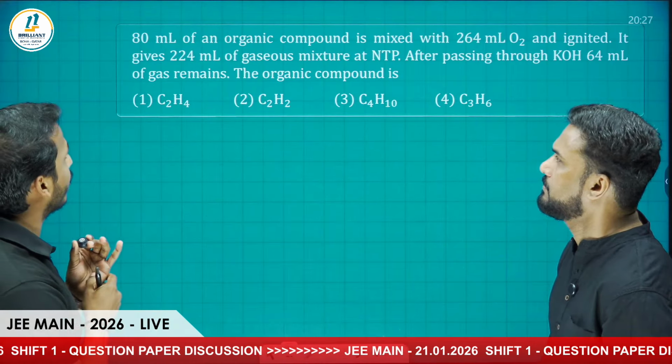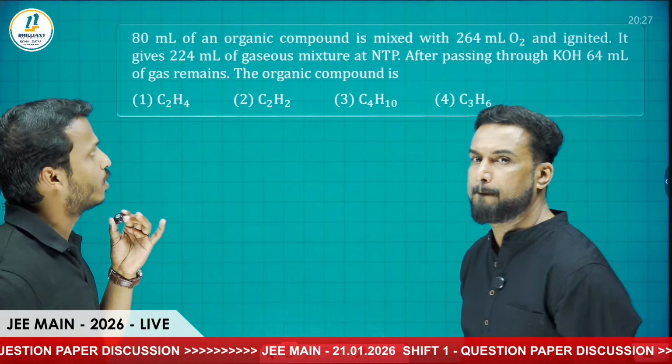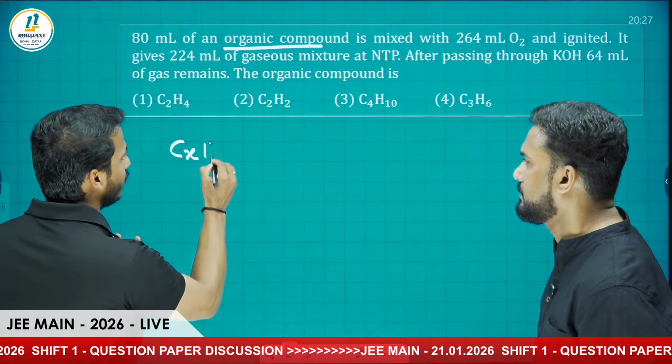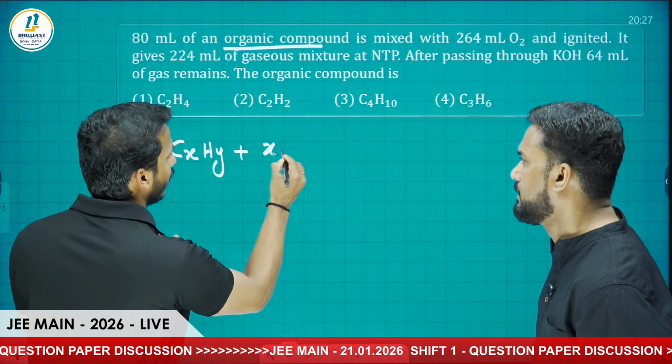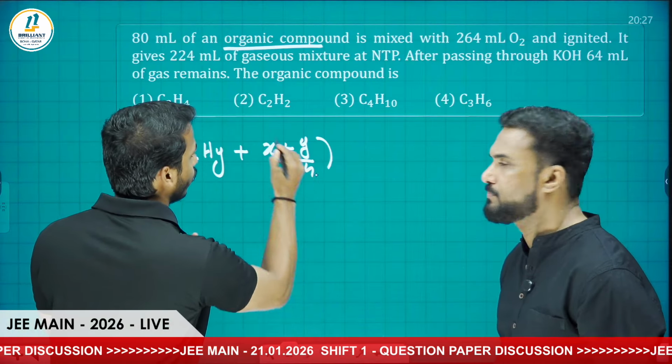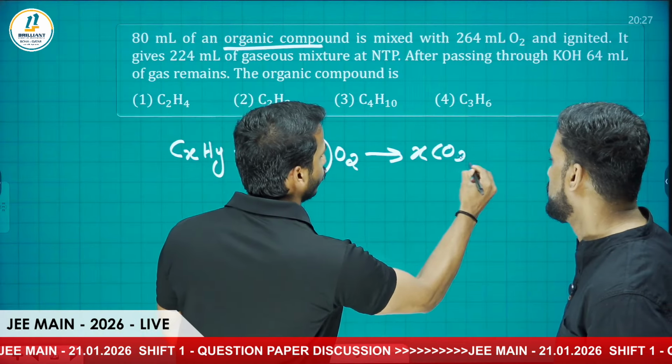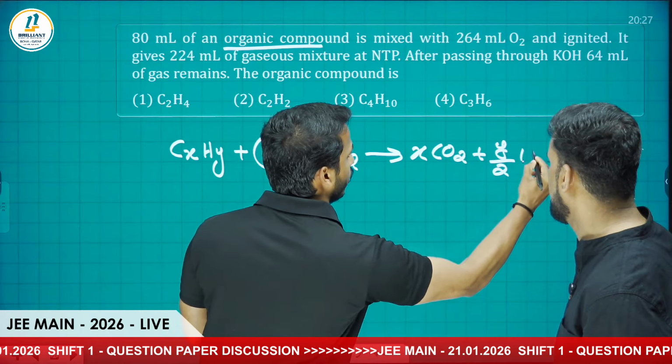Next one: 80 ml of an organic compound is mixed with 264 ml of O2 and ignited. So combustion is the reaction. For organic compound combustion, we know the equation: CxHy plus (x plus y by 4) O2 gives x CO2 plus y by 2 H2O.